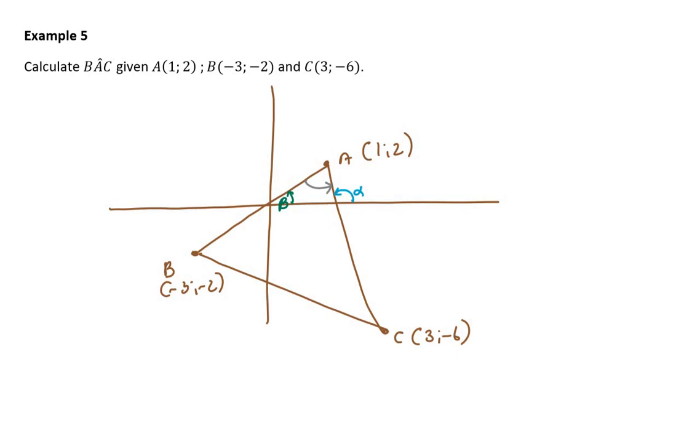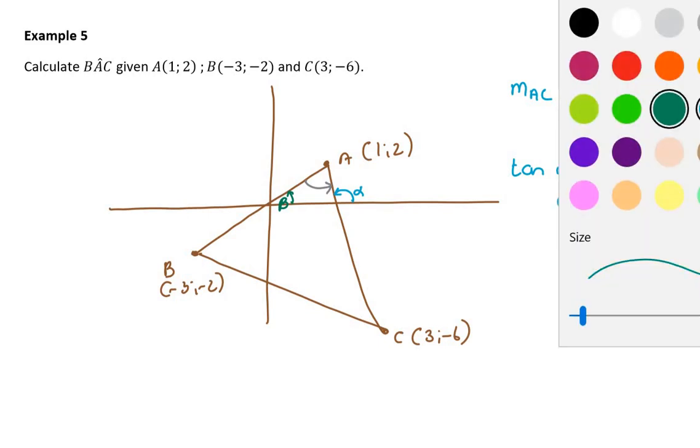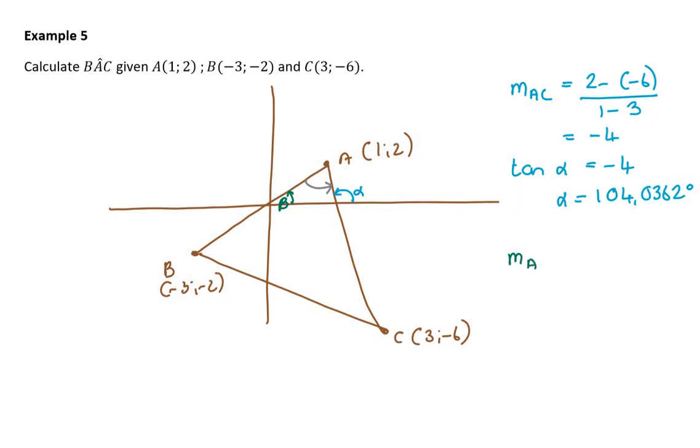So I'm going to hopefully move through this quite quickly. So I need the gradient from A to C, which is 2 minus 6, all over 1 minus 3, which is 8 over negative 2. So that's negative 4, I think. So tan of alpha is negative 4. So shift tan of negative 4, but then you need to add 180. And I get alpha is equal to 104,0362 degrees.